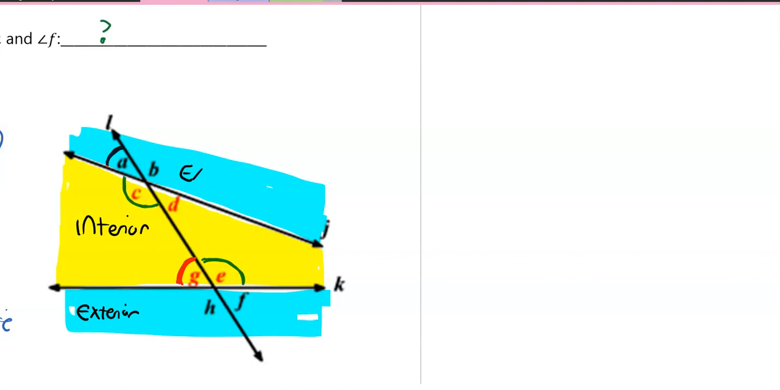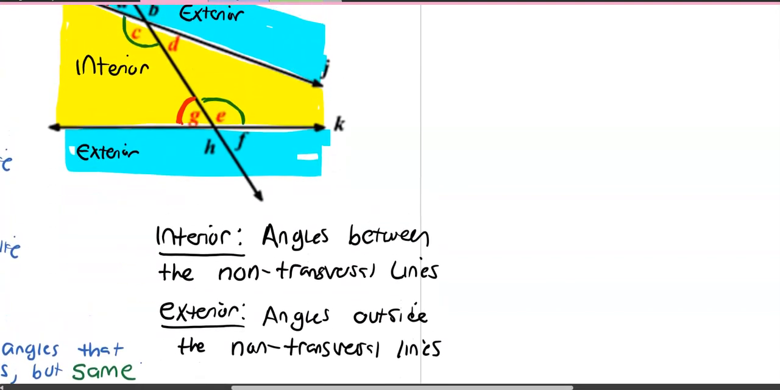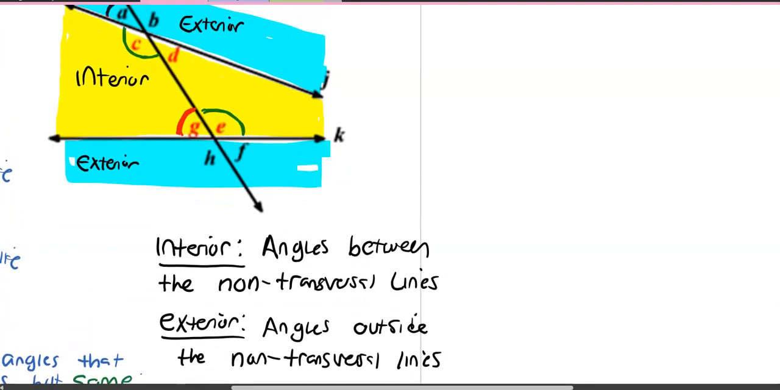And these change depending on which intersections we're comparing with one another. So in the case of J and K, the interior of J and K is angle C, D, E, and G, and the exteriors are A, B, H, and F. Here are those definitions, so you can jot them down. Pause the video if you need to write that down.